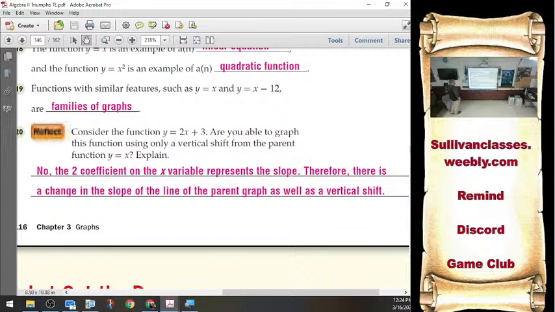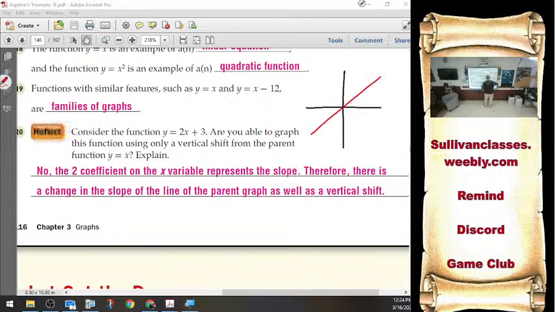Okay, down to the bottom. They ask, is this going to be only a vertical shift? Am I only going to move something up or down? And the part that ruins it is there's a 2 in front. That gets to a different type of transformation. We didn't really talk about it, but it's called a vertical stretch.